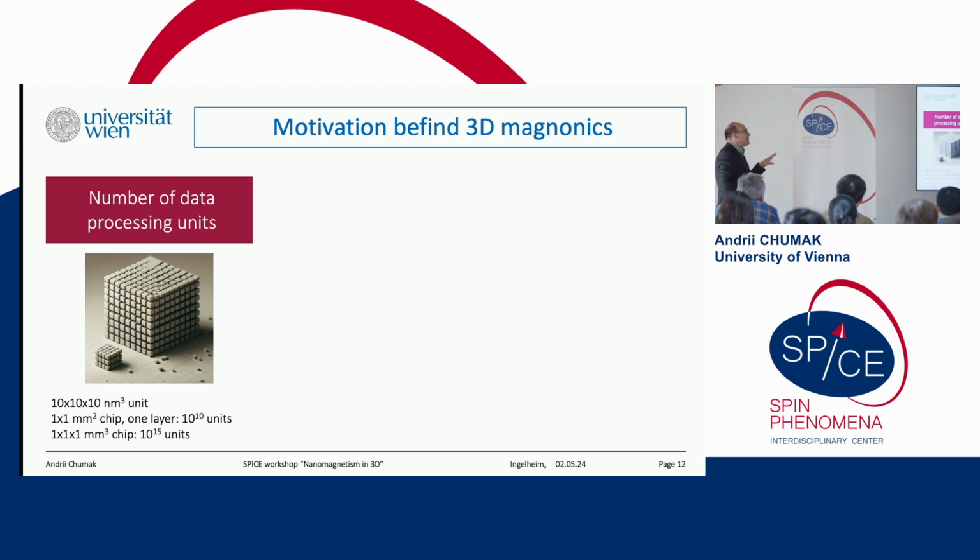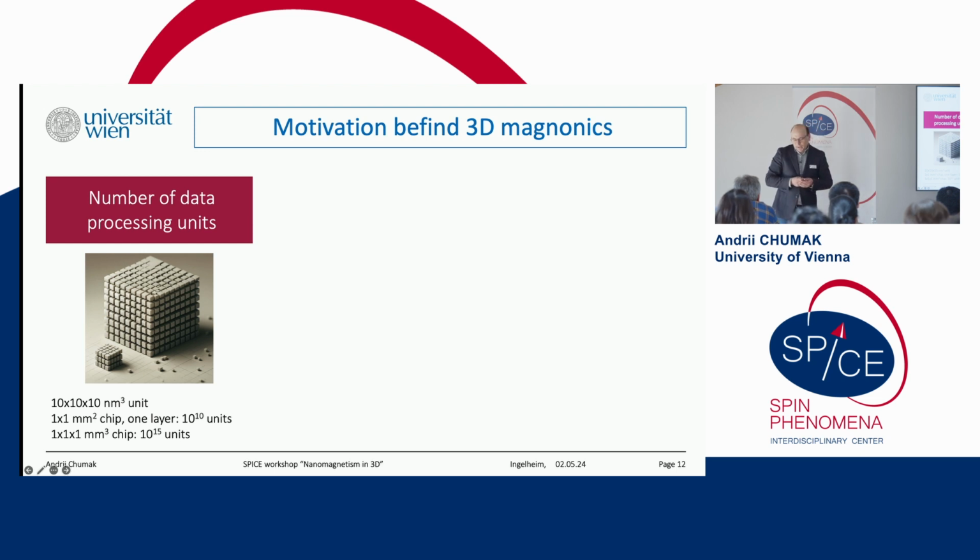But I decided to leave this picture because it clearly explains what I mean. Very simple estimation. We take some data processing units of the size of 10 by 10 by 10 nanometer. It can be part of a transistor, for example, or any kind of magnonic unit. Then if you have a chip 1 by 1 millimeter and only one layer, then you will put 10 to the power of 10 units.